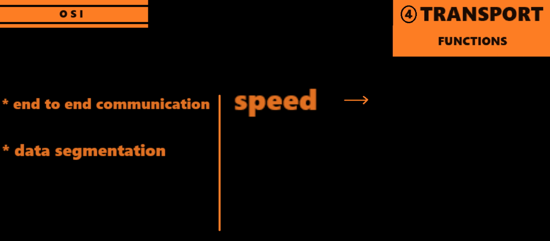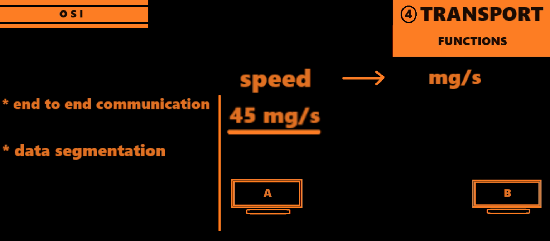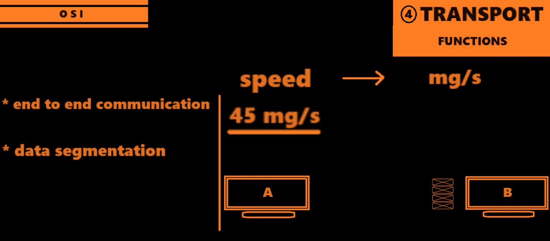The speed is measured in megabytes per second. As an example, when we say the internet speed is 45 megabytes per second, we mean that the transport layer of the network between your device and the server will transfer 45 megabytes of segments each second.